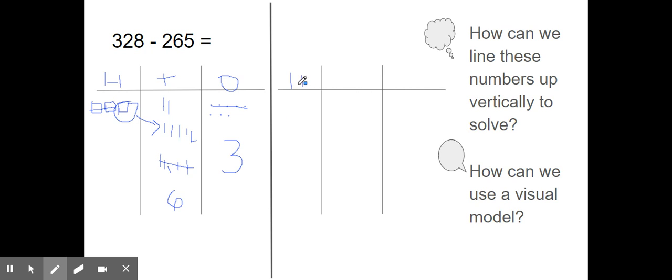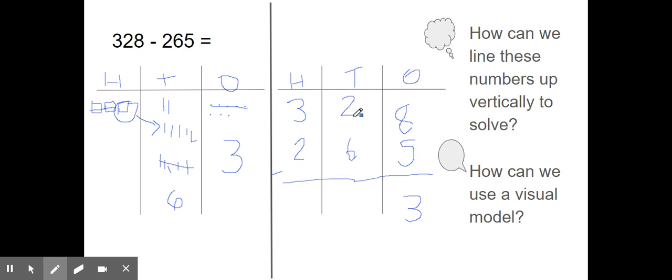Hundreds, tens, and ones. Let's put the numbers in the right spot. 3 hundreds, 2 tens, 8 ones, minus 2 hundreds, 6 tens, 5 ones. Sorry, some of my numbers are not showing up clearly. Then we also need to put a minus sign and the equal sign to finish our vertical equation. We will start with ones, just like we always do. 8 ones minus 5 ones is 3.